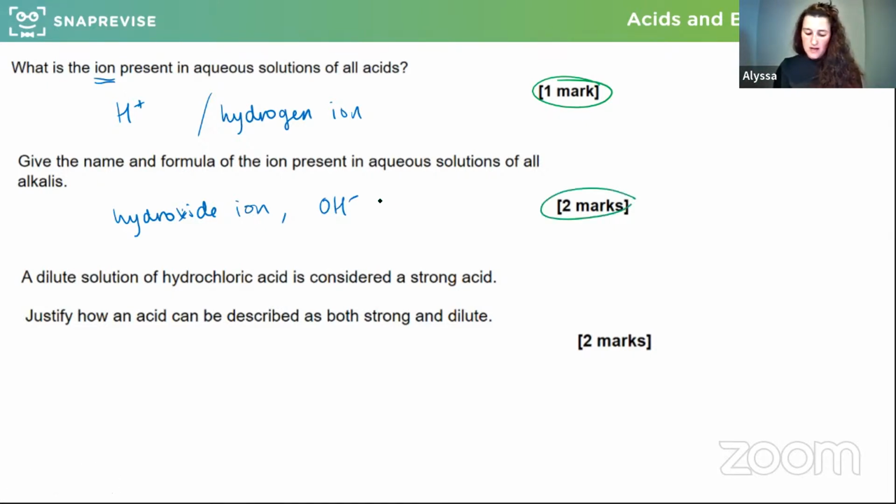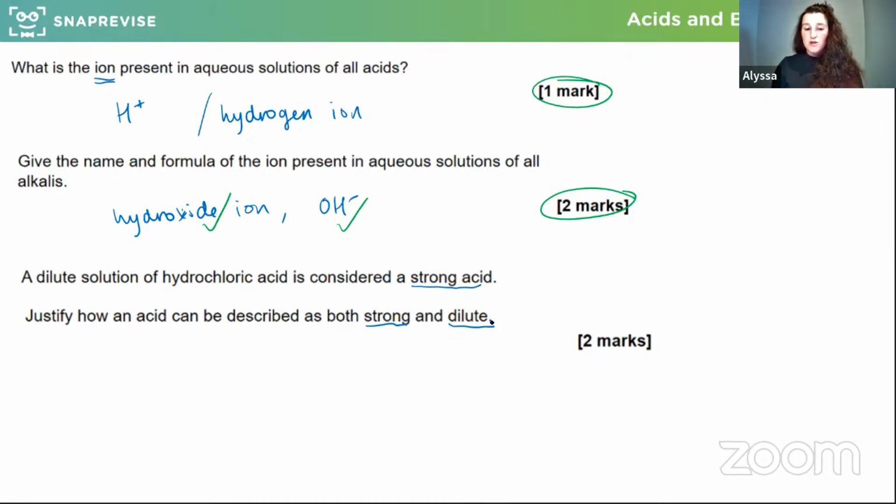Fantastic. Okay, so 1 mark for saying hydroxide ion, 1 for giving the formula. Then it says, a dilute solution of hydrochloric acid is considered a strong acid. Justify how an acid can be described as both strong and dilute. So how can an acid be described as both strong and dilute?